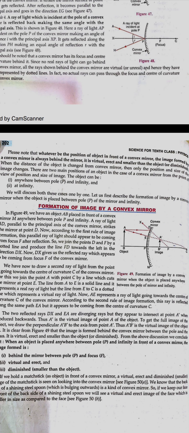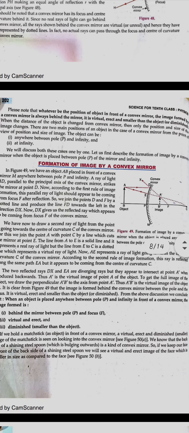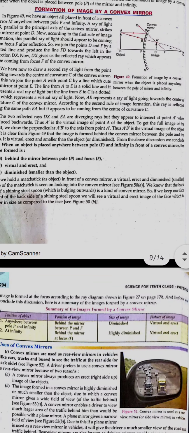We have seen that the concave mirror was a converging mirror, but the convex mirror is a diverging mirror, and the image is diminished, that is, smaller than the object, and it is behind the mirror, so it is virtual and erect. This is the image formation: wherever the object is kept between the pole and infinity, the image is formed behind the mirror, behind the pole.